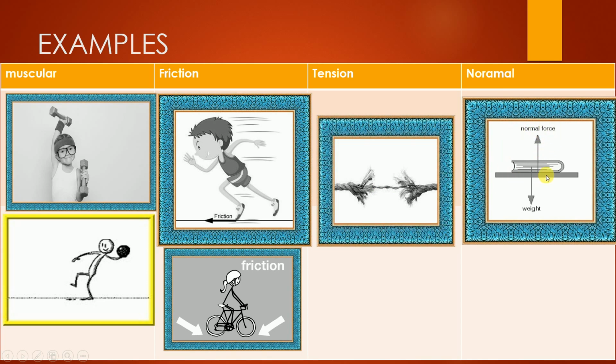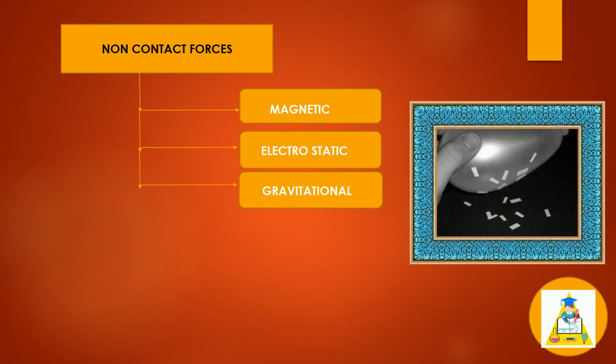So what is normal force? A book is able to stand on a table because of the normal force. That means the force which acts perpendicular to the surface. Obviously the normal force is always equal to the weight of the object.